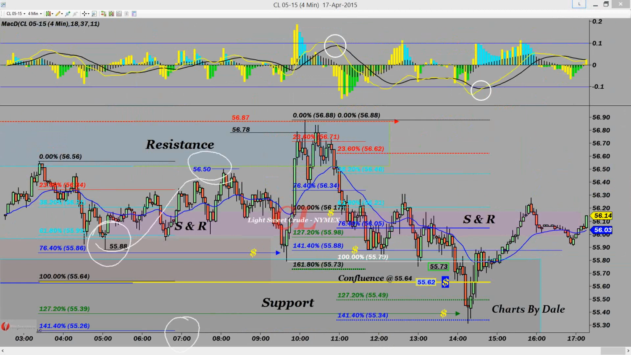Did not get that, and that's fine, because this is from resistance. The market traded back down to this support area, back to a little resistance, and then filled our target of 5586. It's on the left hand side of your screen. We were also looking for a confluence area of 5564 and 5562.